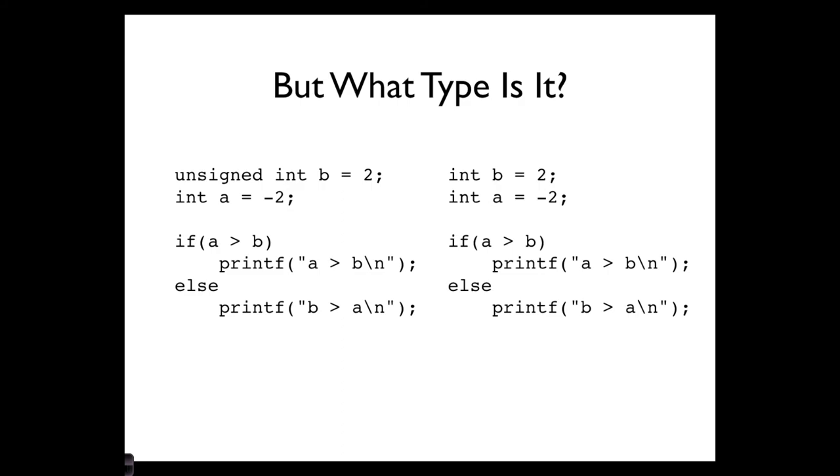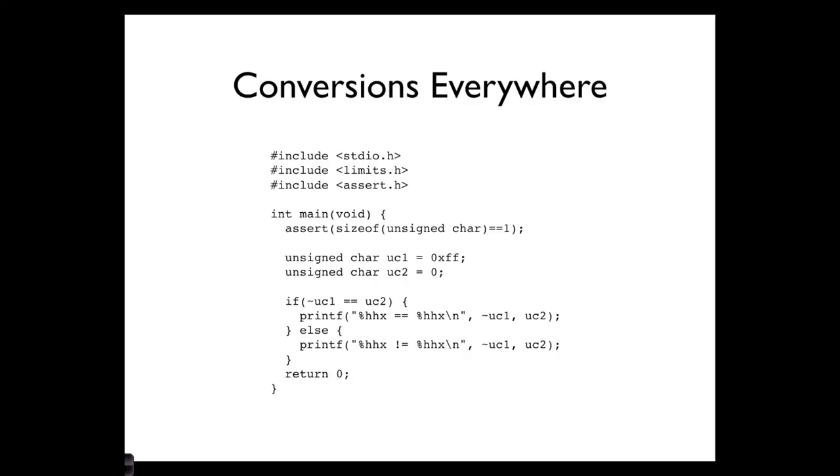By the way, the underlying processor doesn't have to do anything special to do that, right? It just compares the bits. In the end, it does that and then comes up with an answer. So that's how it's going to actually work. It converts it into an unsigned. All right, turns out there's conversions everywhere, okay?